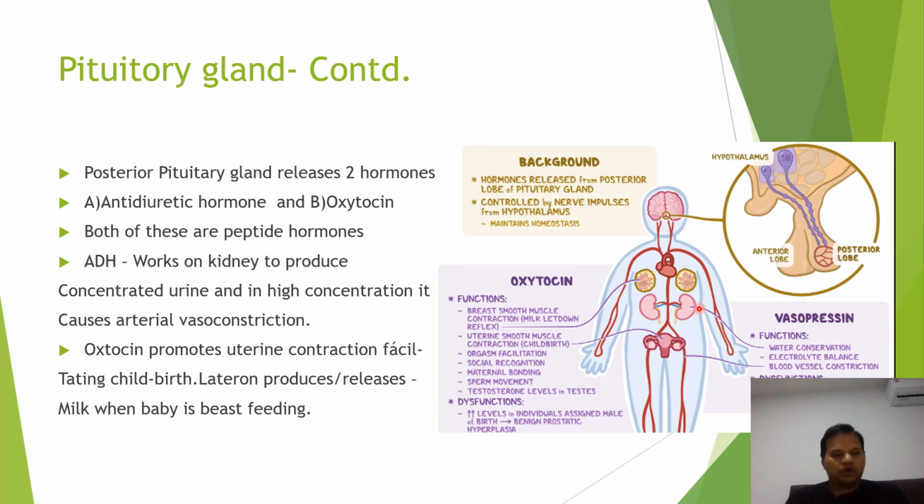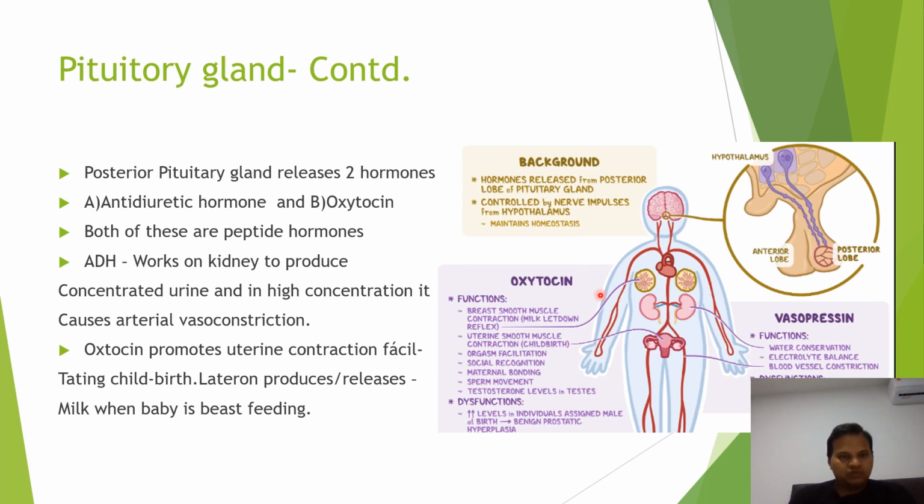So now we study what kind of hormones they generate. For example, the posterior pituitary gland releases two kinds of hormones: antidiuretic hormone, also known as ADH, and oxytocin. Both of these are peptide hormones. These hormones are released from the posterior lobe of the pituitary gland, controlled by nerve impulses from the hypothalamus, and are used to maintain homeostasis, that is, body temperature.